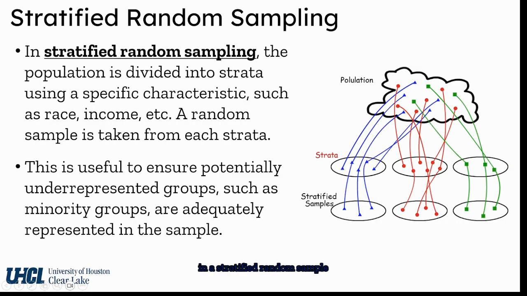In a stratified random sample, the population is going to be divided into strata or groups using certain characteristics. So maybe we're talking about race or income. And then we're going to take a random sample from that strata. And this is a really useful way for you to ensure that certain groups that might normally be underrepresented, like minorities, are going to be adequately represented in your final sample.